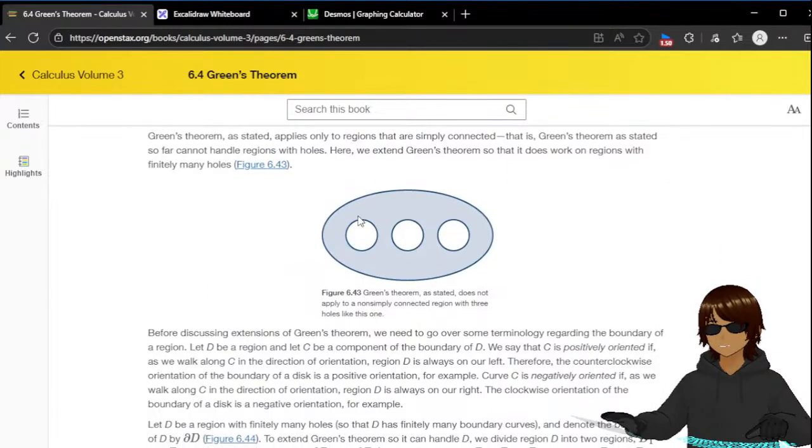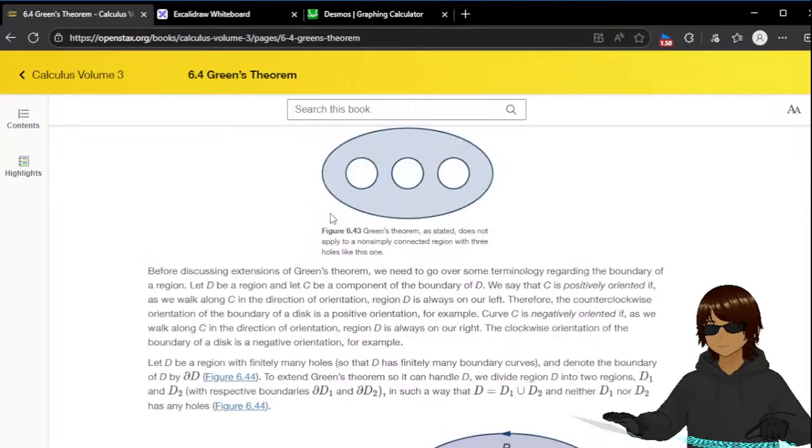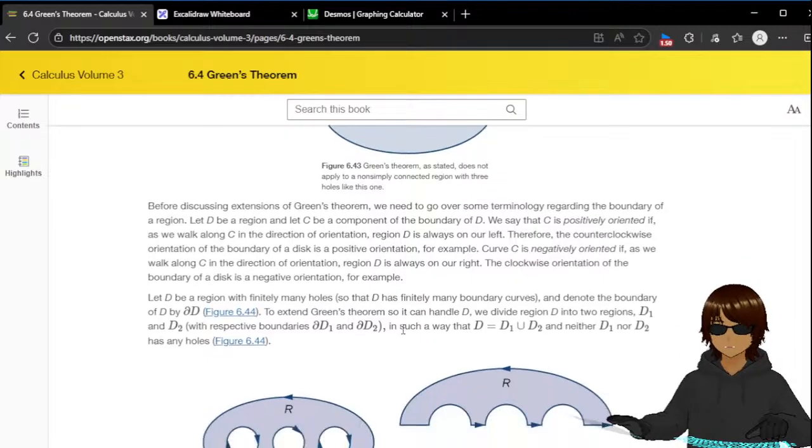Green's theorem on general regions. Before discussing extensions of Green's theorem, we need to go over some terminology regarding the boundary of a region. Let D be a region and let C be a component of the boundary of D. We say that C is positively oriented if, as we walk along C in the direction of the orientation, region D is always on our left. Therefore, the counterclockwise orientation of the boundary of a disk is positive orientation, for example. Curve C is negatively oriented if, as we walk along C in the direction of the orientation, region D is always on our right. Clockwise orientation of the boundary of a disk is a negative orientation, for example.